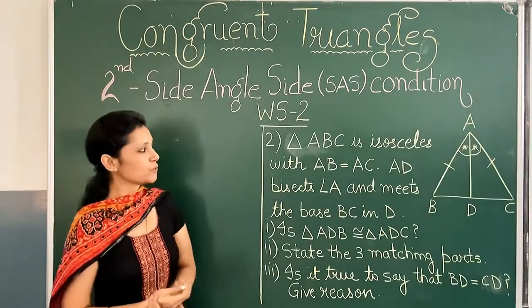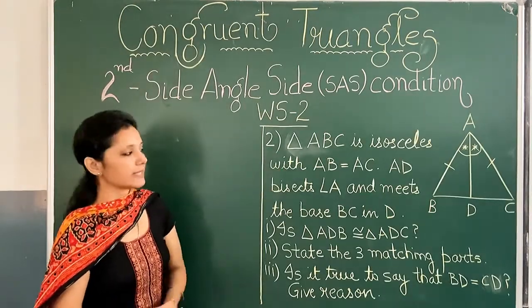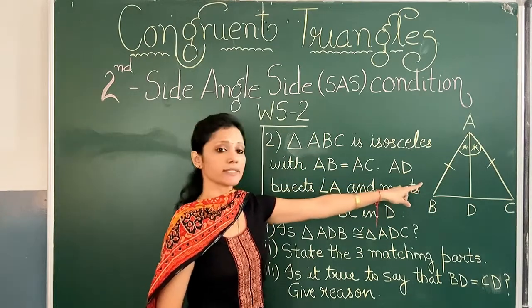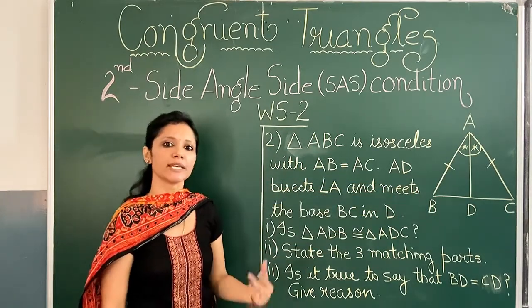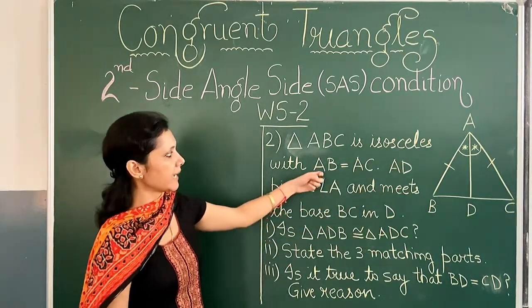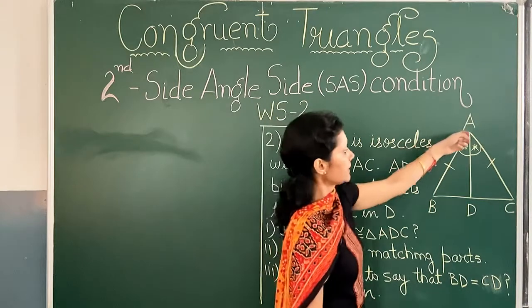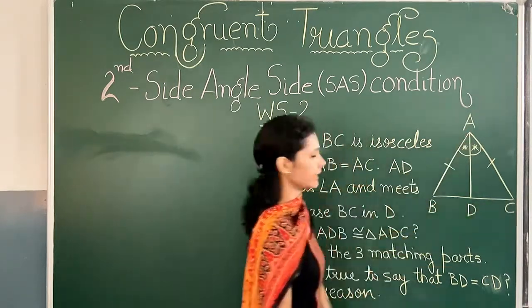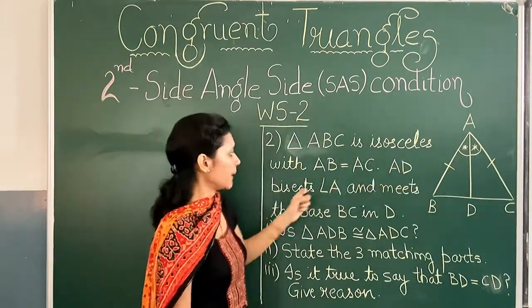Coming to question number 2, the question says, triangle ABC is isosceles. What is an isosceles triangle? A triangle whose any two sides are equal. So they have given the two sides that are equal are AB is equal to AC. This side is equal to this side. What else is given? AD bisects angle A.